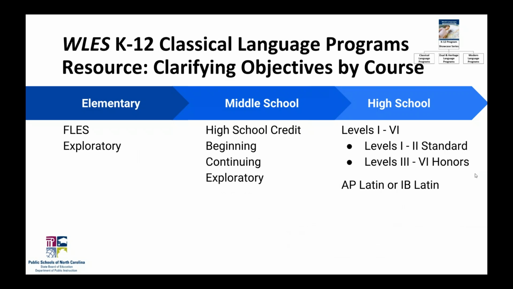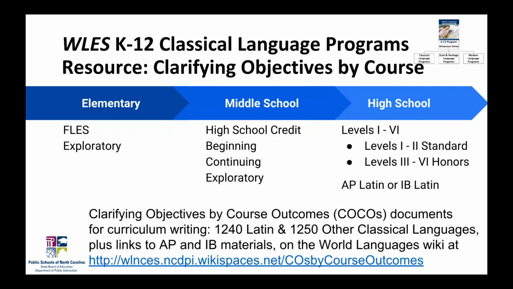Now, one thing that's very important in our state standards is that we have some resources so that teachers can use the state standards to build a local curriculum. And so, again, we have all of these options, K through 12. And we also have what are called clarifying objectives by course. And these are documents that have our clarifying objectives by course outcomes. So those proficiency outcomes we saw on the slide before. We call those clarifying objectives by course outcomes, COCO's documents, for the acronym that they make.